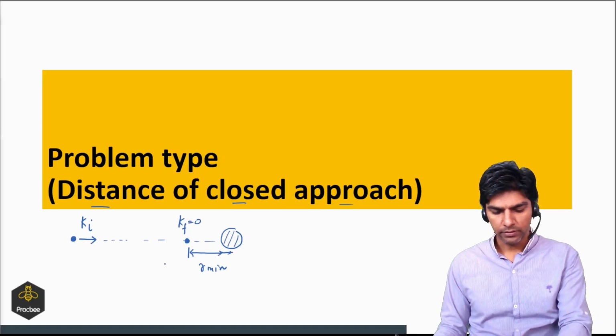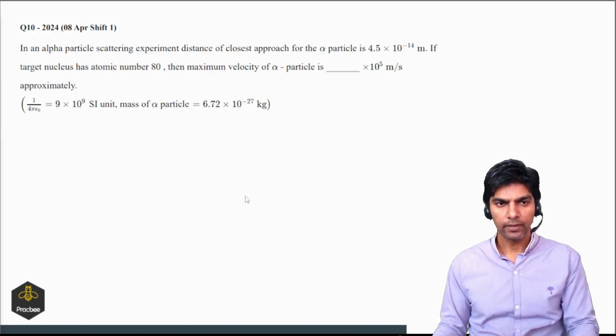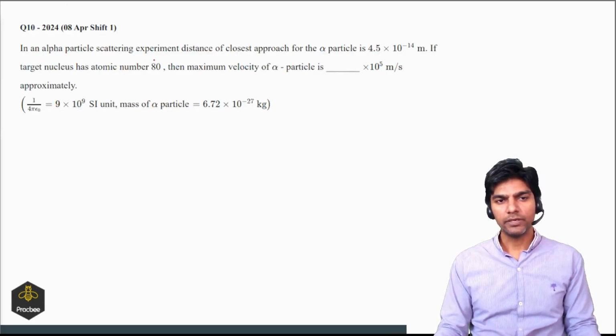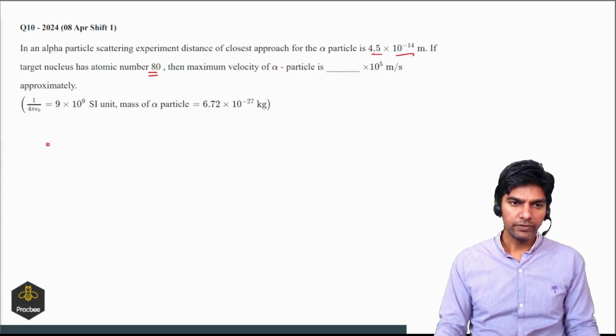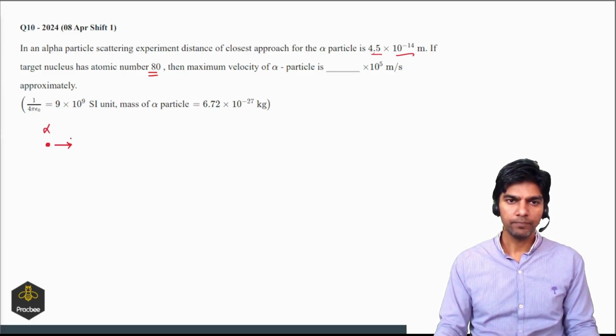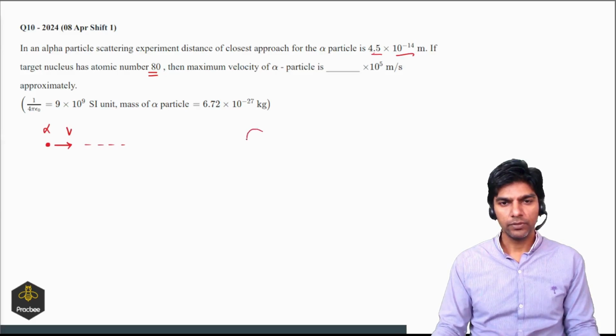Let us see the typical question which can be asked from this. In an alpha particle scattering experiment, the distance of closest approach for an alpha particle is 4.5 into 10 raised to the power minus 14 meter. If the target nucleus has atomic number 80, then the maximum value of the alpha particle's velocity is approximately, right? So we have an alpha particle, and it has some initial kinetic energy. Let me take its velocity to be v, and here we have a nucleus with atomic number 80.